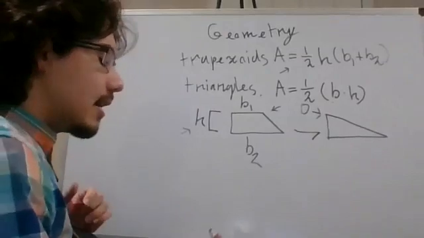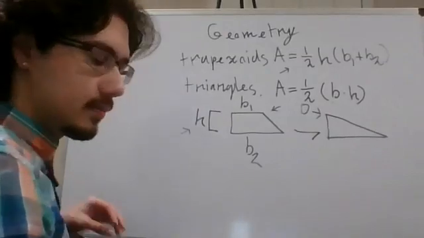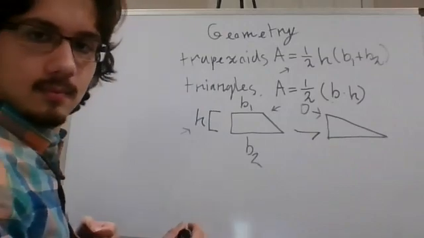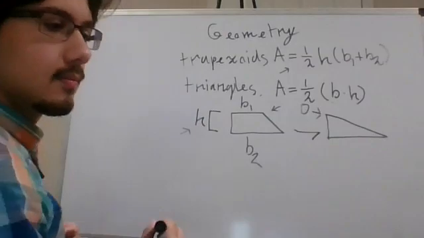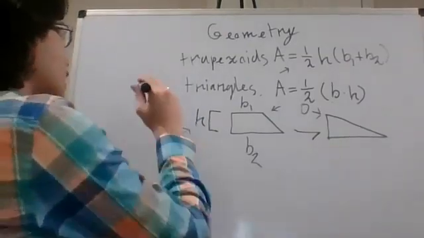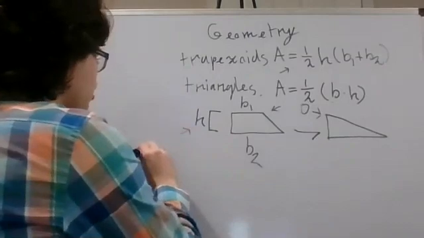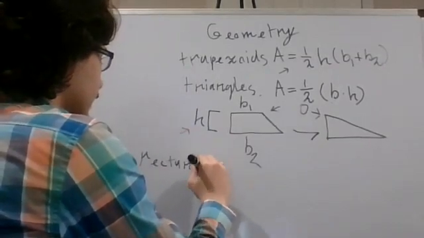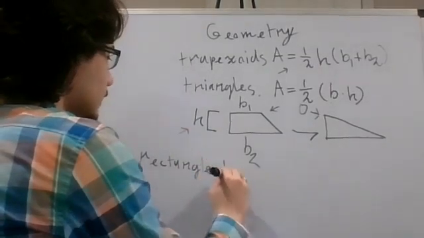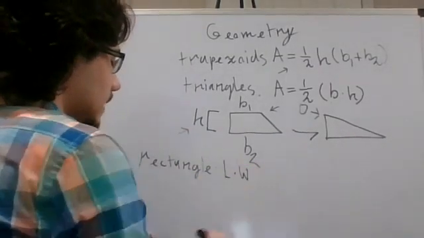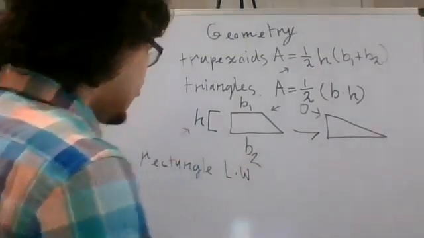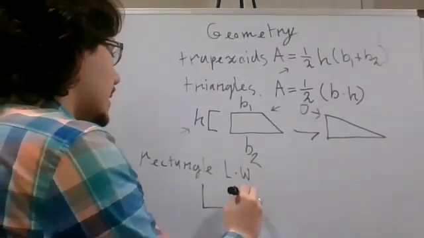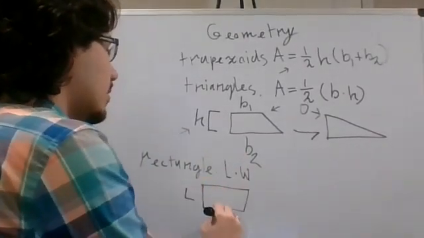Now, does anybody remember the area of a rectangle? The area of the rectangle equals length times width. Length times width, so we'll write rectangle here. Very good. So our area is length times width. We can draw our rectangle so that we have length and we have width.